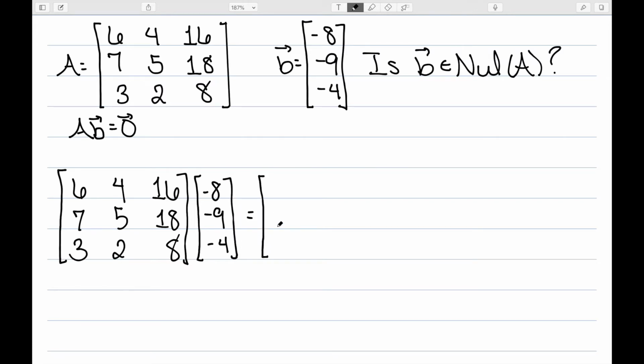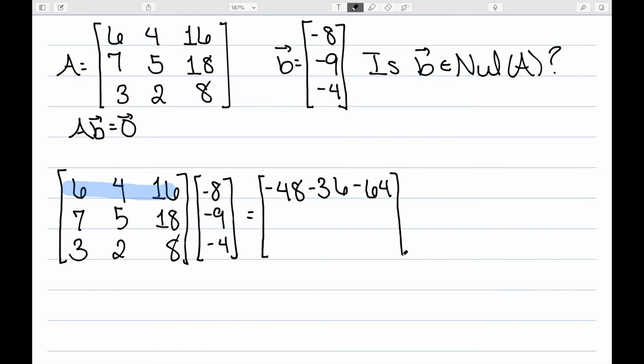When we multiply this, the very first entry will multiply the first row by the vector. So we have 6 times -8, which is -48. 4 times -9 is -36. And 16 times -4 is -64.